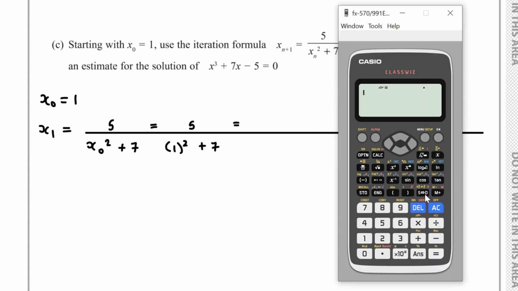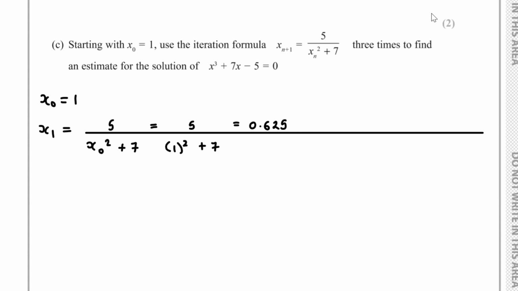So if I work this out, I begin by typing in 1 into my calculator, and then I've got 5 over answer squared plus 7. So here I get 5 over 8, which is 0.625. So this is what I get for the next value.